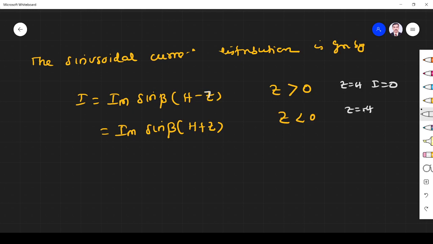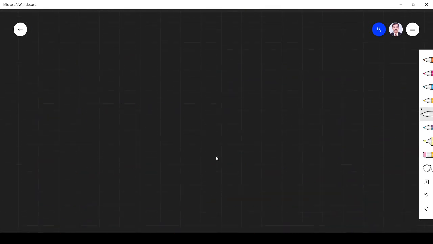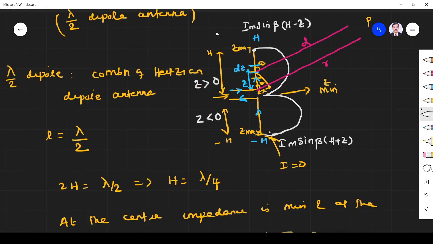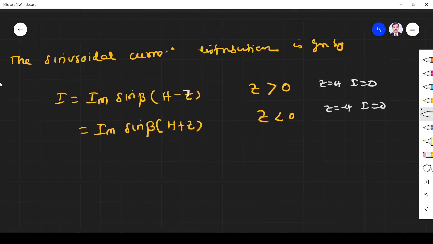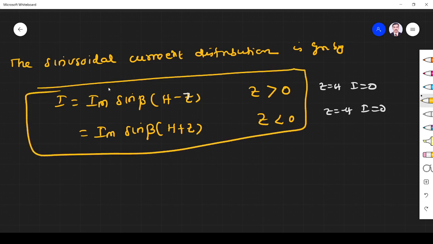Similarly, when Z is equal to minus H, beta times (H minus H) gives sin 0, which is 0. Z equal to H is in the Z direction, and I is 0. I told you that the tip current should be 0, and of course that is satisfied. Here Z is equal to minus H, so here also the current is 0. That's what I have already told: at the tip of the antenna, current should be 0. So the equation is correct. Fine, this is very, very important. This is the current distribution: for Z greater than 0 it is this one, and for Z less than 0 it is this one.